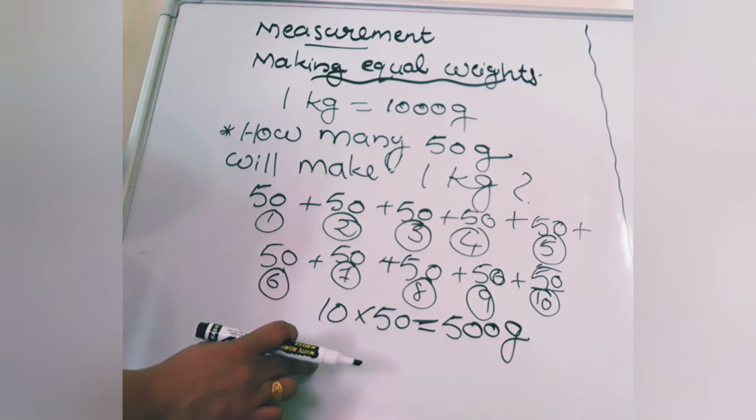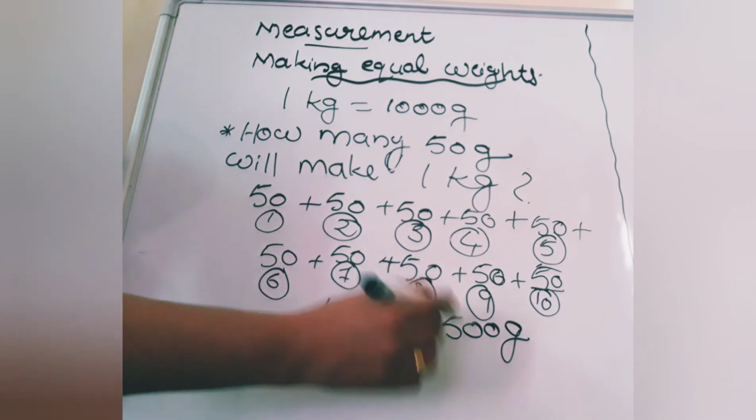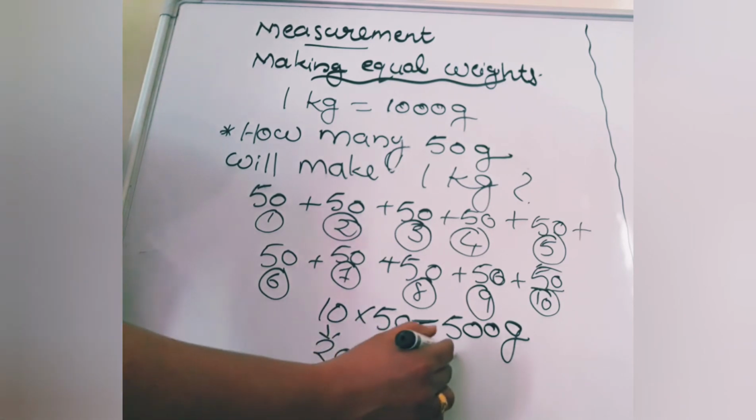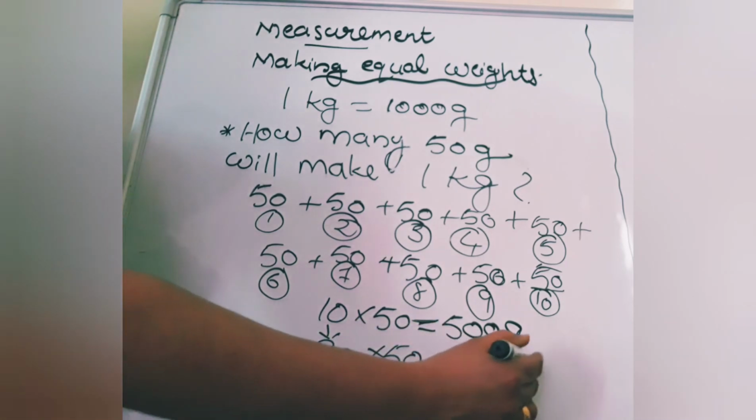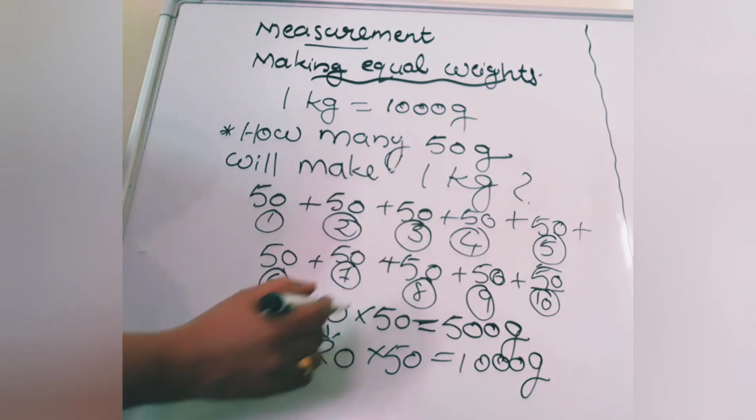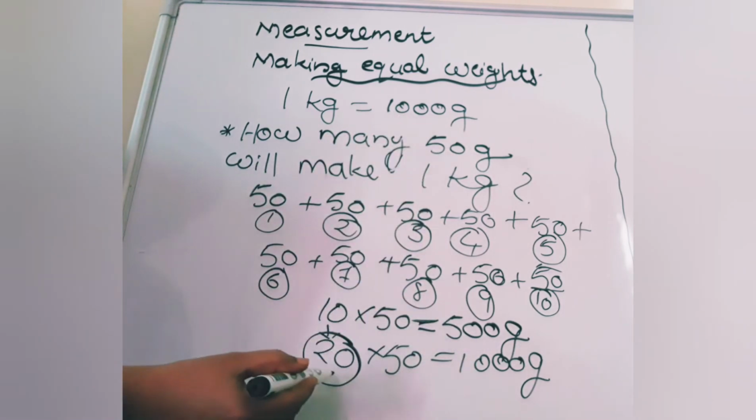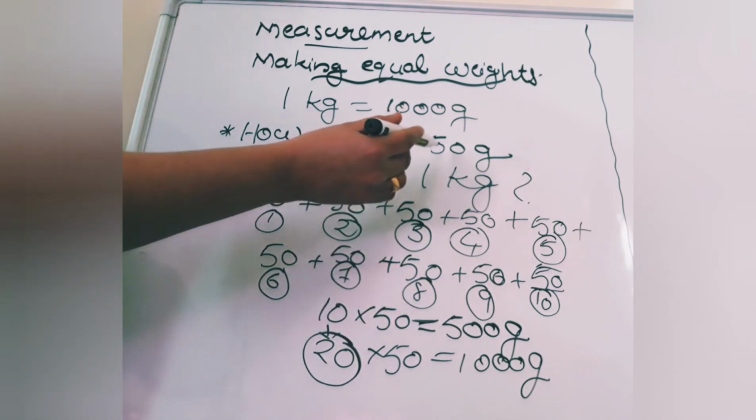So take 10's double, 20, because 500's double is 1000. So 20 times 50 will be what? 1000 gram. So you have to remember here answer is what? 20. 20 into 50 only, 1000 gram or 1 kg. So remember, 20 times 50 you have to take.